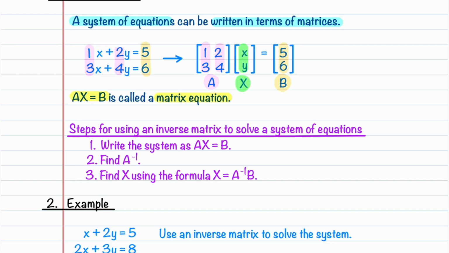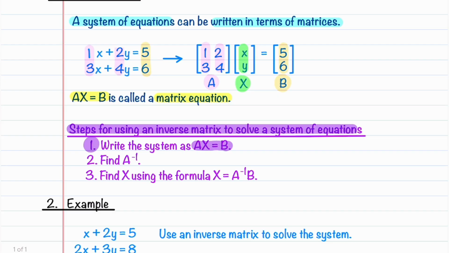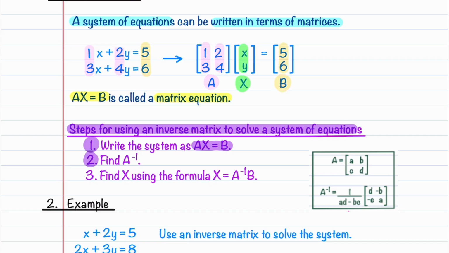Now let's go over the steps that we're going to use to solve a system of equations using an inverse matrix. The first step is to write the system as a matrix equation AX is equal to B. You now know how to do that. The second step is to find A inverse, which is the inverse of matrix A. I have a video on that if you need to review that concept. And then the third step is to solve for X. And the formula is X is equal to A inverse times B. If you go on to study linear algebra, you'll probably go through the derivation of this formula.